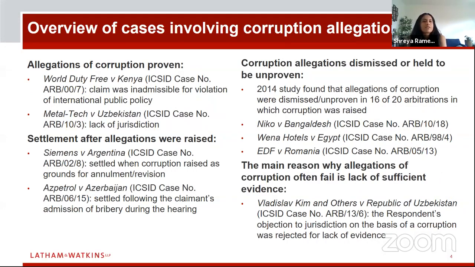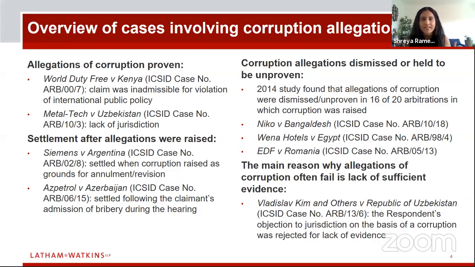This slide is simply meant to give you an overview of some of the leading cases involving corruption. The first category are cases where parties have succeeded in their corruption allegations. And there are two very well-known cases. They're called World Duty Free versus Kenya and Metal Tech versus Uzbekistan. And the other cases have typically failed in their corruption allegations.